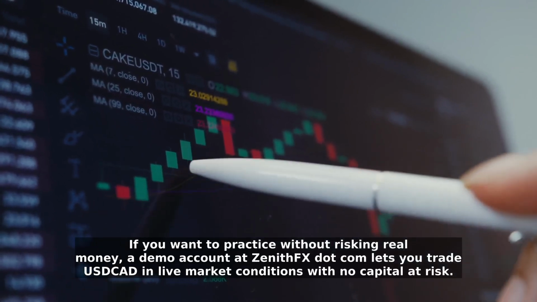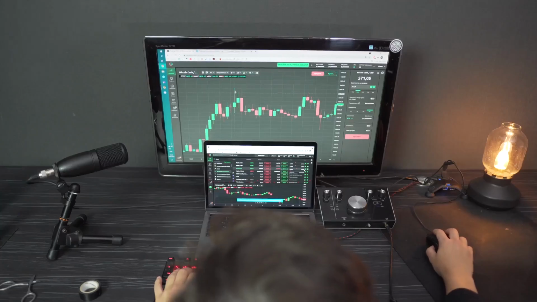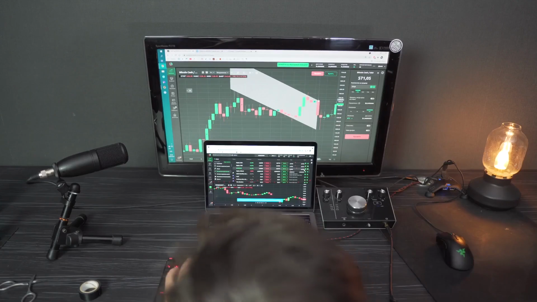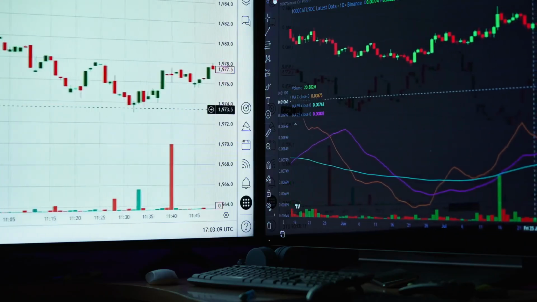Risk management is not a secondary concern here. Oil price swings and surprise data releases can move USDCAD fast. Set a stop loss on every trade. Know your position size before you enter. Never risk more than you can afford to lose on a single trade, or at all.